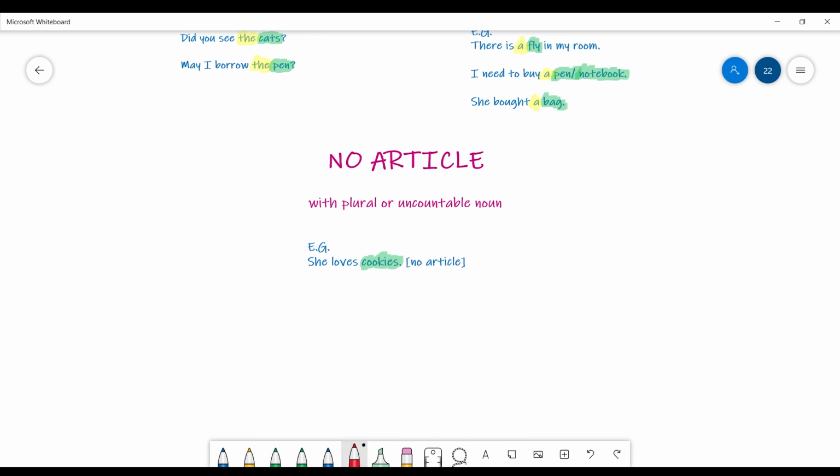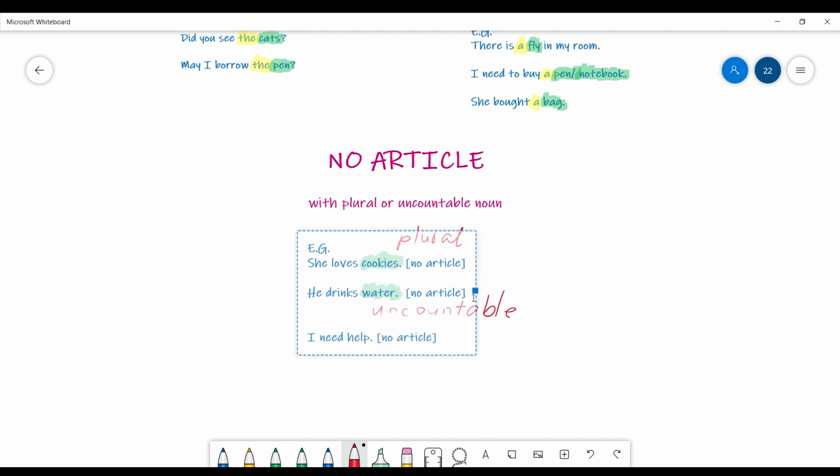This is a plural noun. Yeah, exactly. And the next example says, he drinks water. Again, no article in the sentence because water is an uncountable noun. We cannot count 1 water, 2 water, 3 waters. It is uncountable. And if it is uncountable, once again, the rule says no article in front of such a noun.